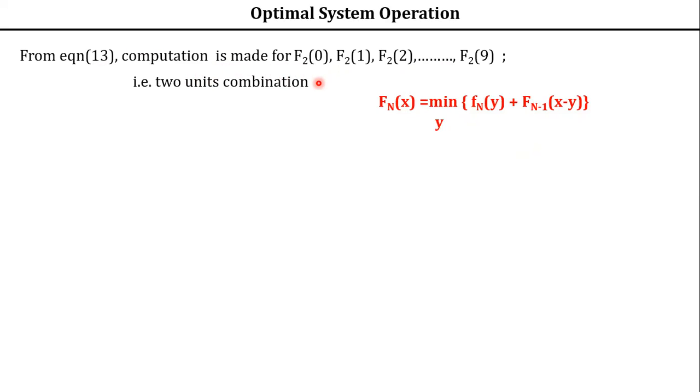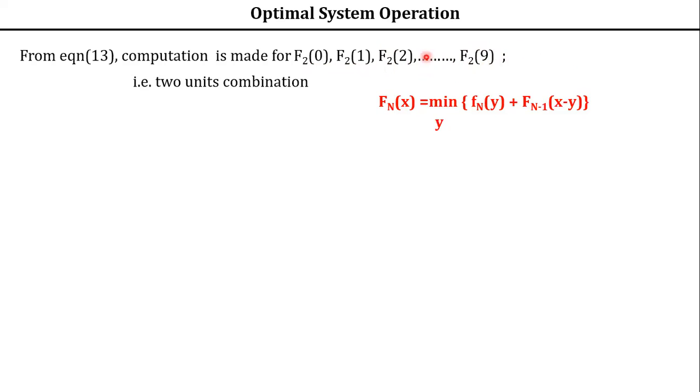Now let us operate a combination of two units as per this recursive relation. This is one unit and this is another unit, so we take a two-unit combination. For this, let us first calculate F_2(9), because the load given here is 9 megawatt. After that, on the same lines, you estimate F_2(0), F_2(1), F_2(2), etc.